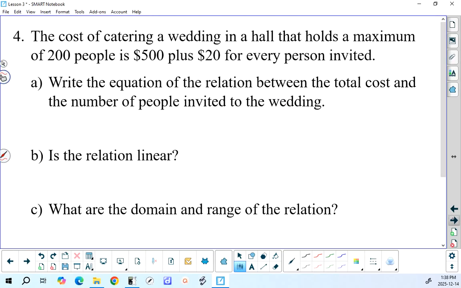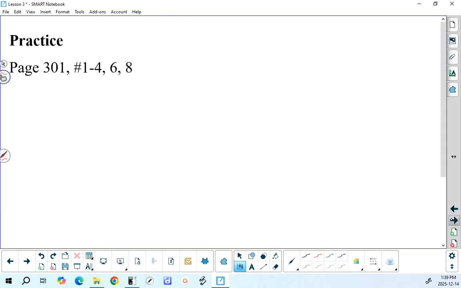I'm going to skip over example number 4. I think you get the idea. We don't need to do number 4. We'll get more practice with your graphing calculator in the next lesson, which is what number 4 is mainly about. So there's some practice problems on page 301 of the text, 1 to 4 and 6 and 8. I hope that made sense.